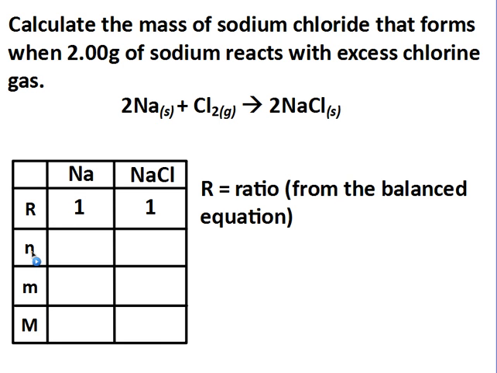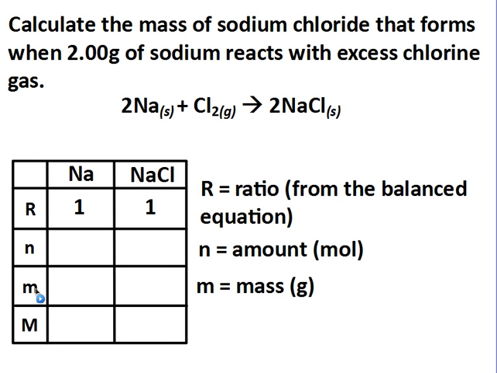N. What does N stand for? N is the amount, which we measure in moles. And that comes from the formula n equals mass over molar mass, or amount equals mass over molar mass. n equals little m over big M, where the little m is mass in grams and the big M, capital M, is the molar mass in grams per mole.